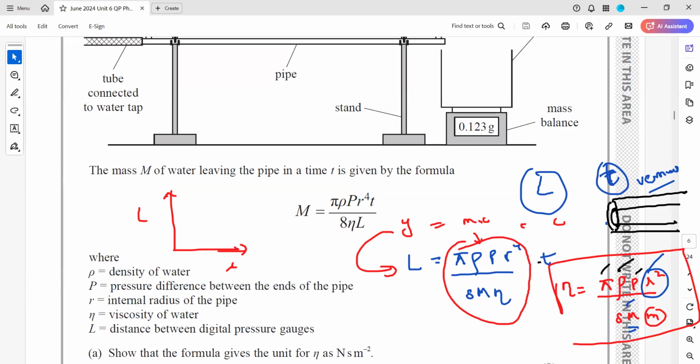Then to do this experiment, we'll make sure that the pipe is exactly horizontal, and we'll start the timer, like a stopwatch. The pressure difference should be constant here. P is the pressure difference. Why am I using a micrometer?